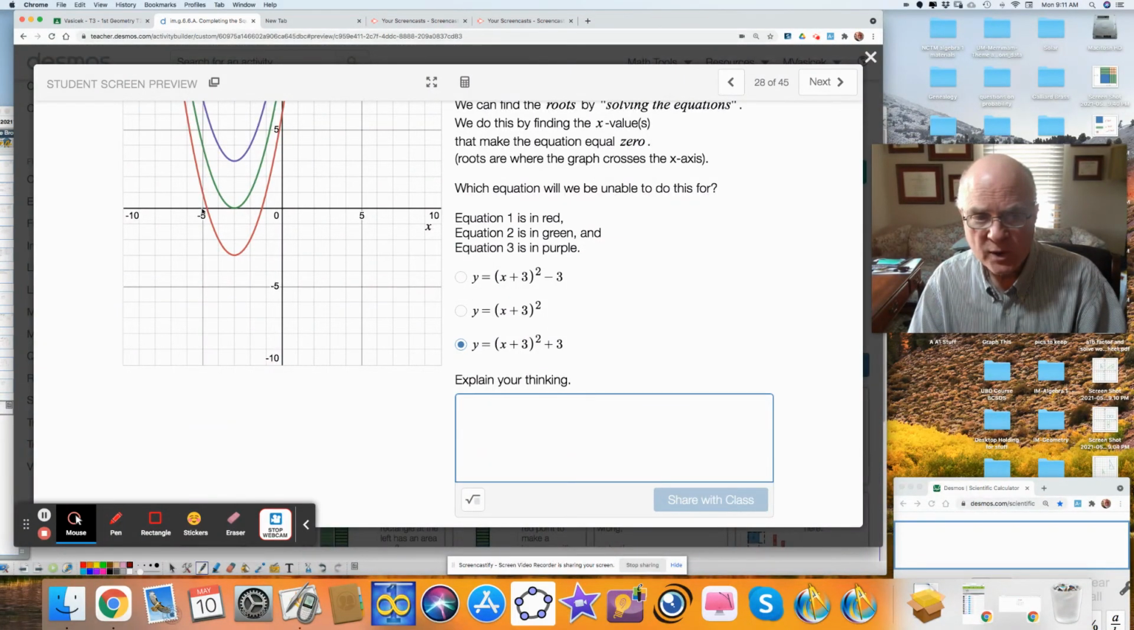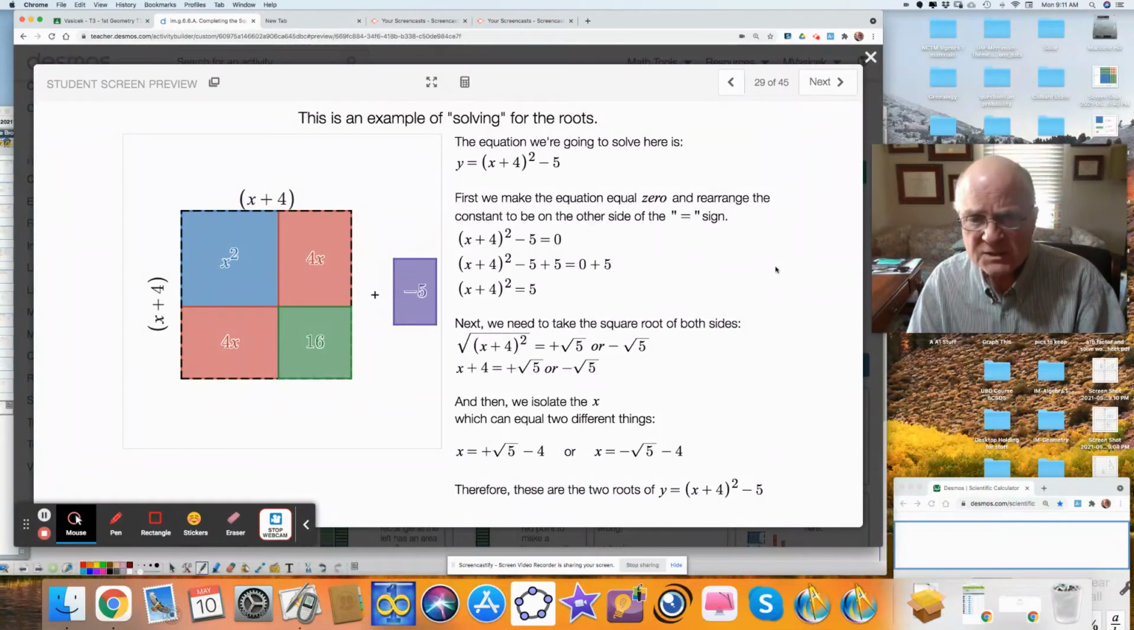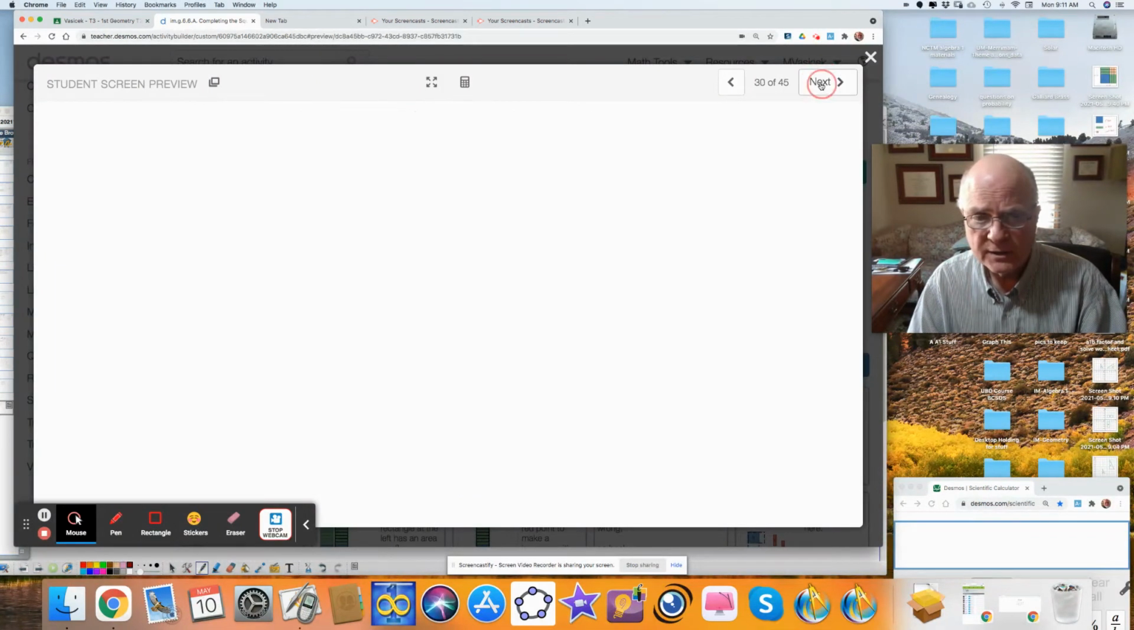So what is x when y is 0? And here we have 1 place. We have 2 places. We have no places. So you can have 1 root, no roots, or 2 roots. This explains it more in detail in writing.